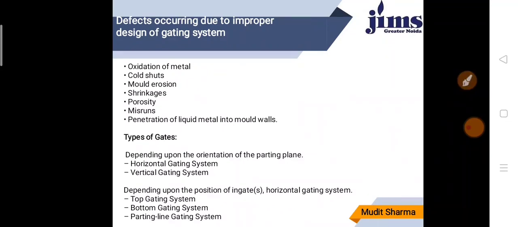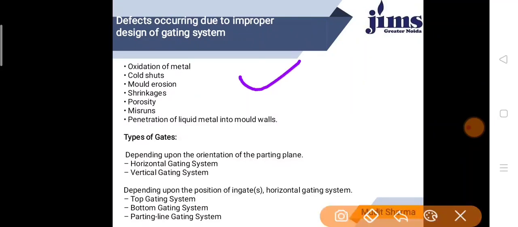These are some common defects which occur due to improper gating system, like oxidation of the metal, cold shut, mold erosion, shrinkage, porosity, misrun, penetration of liquid metal. These are the common casting defects which are created due to improper gating system.